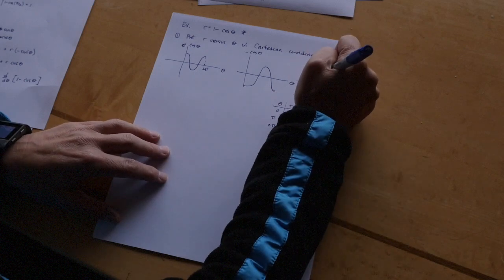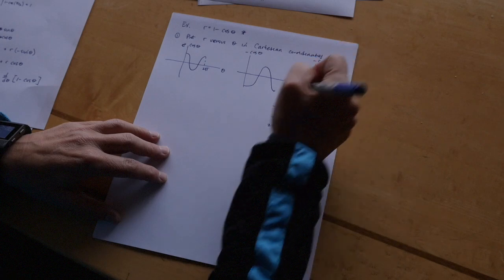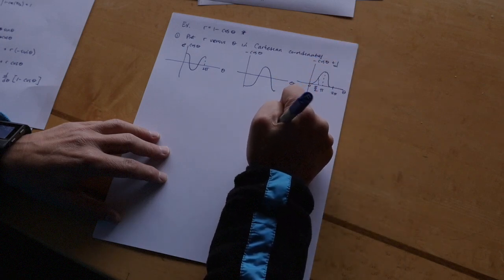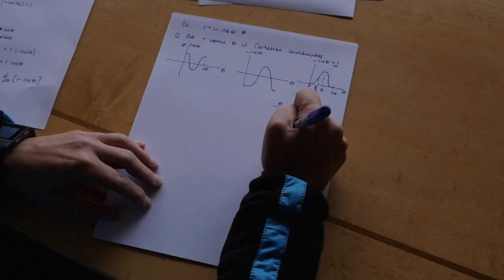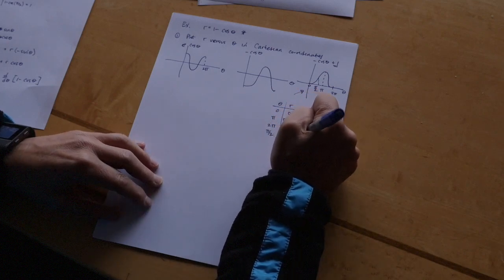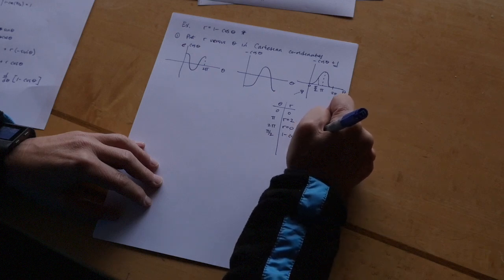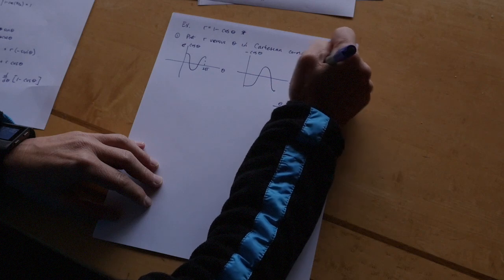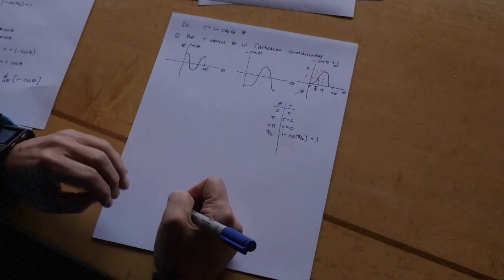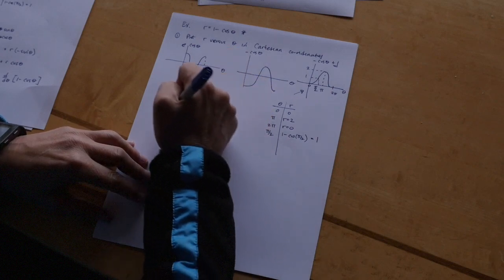Maybe I want to take a look at what's happening at pi by 2. So let me calculate what R is when theta is pi by 2. That is 1 minus cosine of pi by 2. Cosine of pi by 2 is 0, so this thing is 1. So this height right here is 1, and this height right here is 2. Okay, there it is. Now I'm in the position where I can make a sketch.